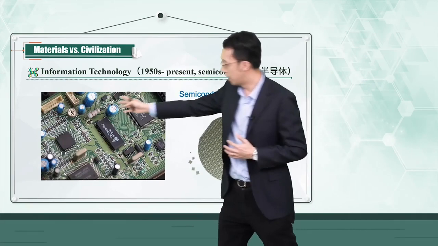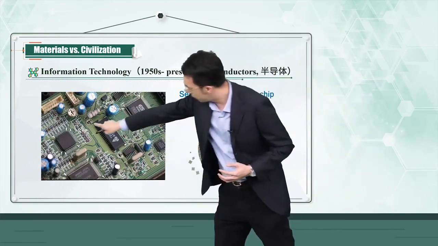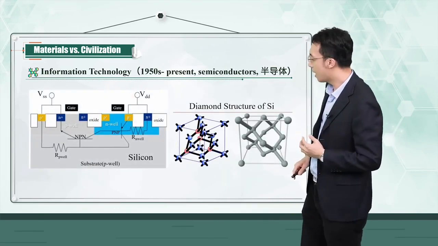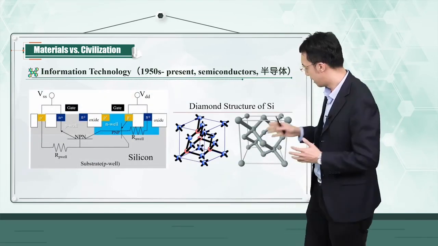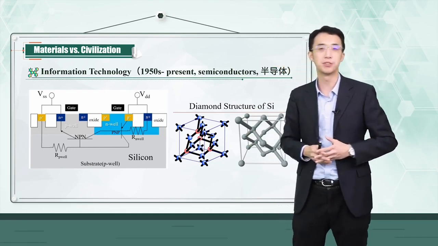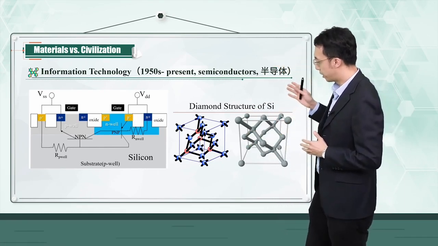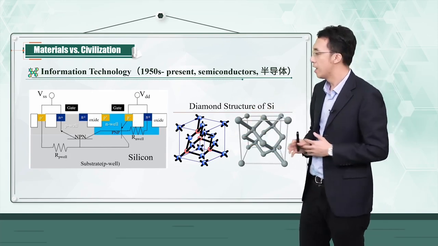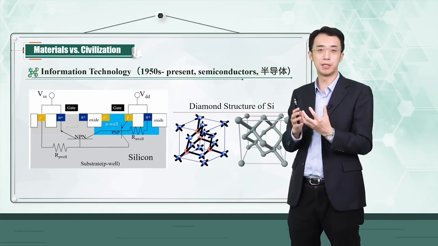And then from the 1950s, we enter the so-called information technology age. The basic material is the semiconductor, or essentially silicon semiconductor. This is a complex view of your actual circuit, and each of these chips is cut from this silicon wafer. Silicon has a fairly complex structure like this. It is the so-called diamond cubic structure, which I will explain in our future lectures on crystal structure.